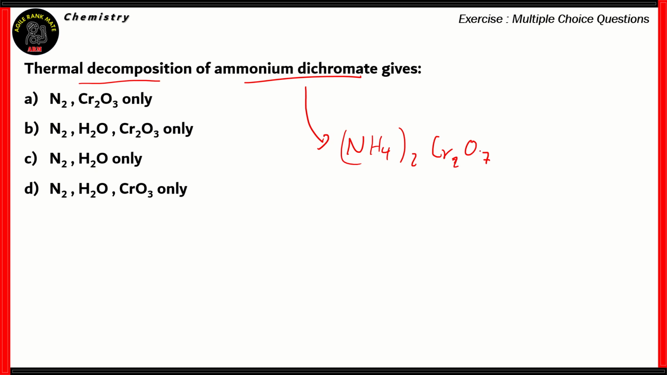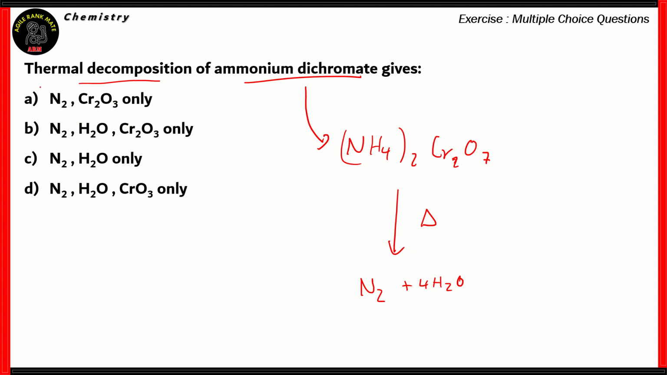(NH4)2Cr2O7. Now when that is heated, it decomposes to form, first of all, there are 2 nitrogen atoms, so that forms N2, which means all of the options, since all of the options have N2, we can safely say that N2 is one of the products that are there. Now, the hydrogen that's left is 8, so the 8 hydrogen reacts with 4 of the oxygen to form 4 water molecules. So water is also a part of thermal decomposition of ammonium dichromate.